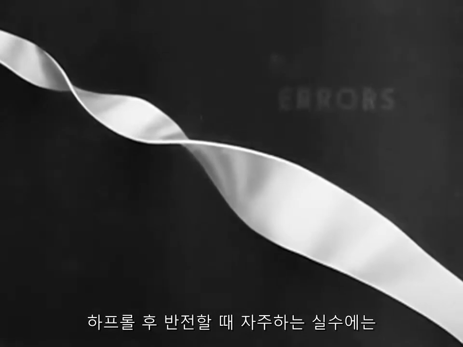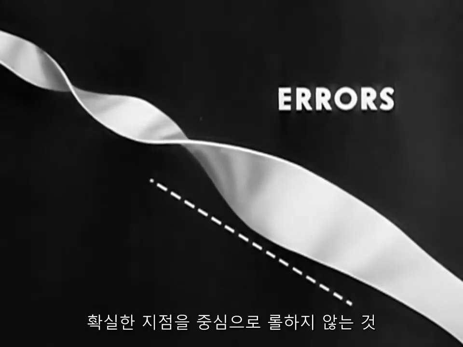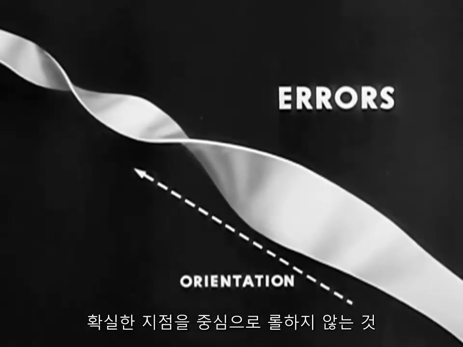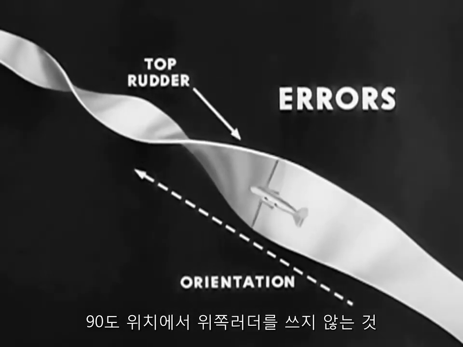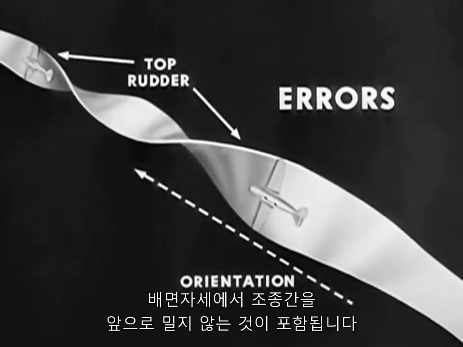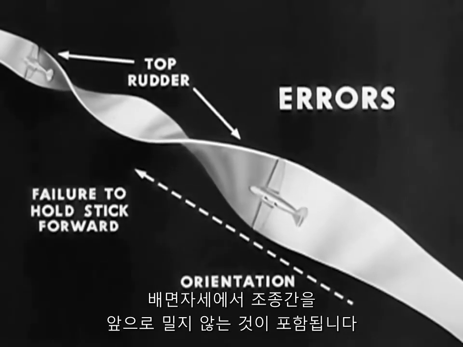In the half roll and reverse, common errors include failure to orient the roll around a definite point, failure to apply top rudder in the 90-degree position, and failure to hold the stick forward in the inverted position.